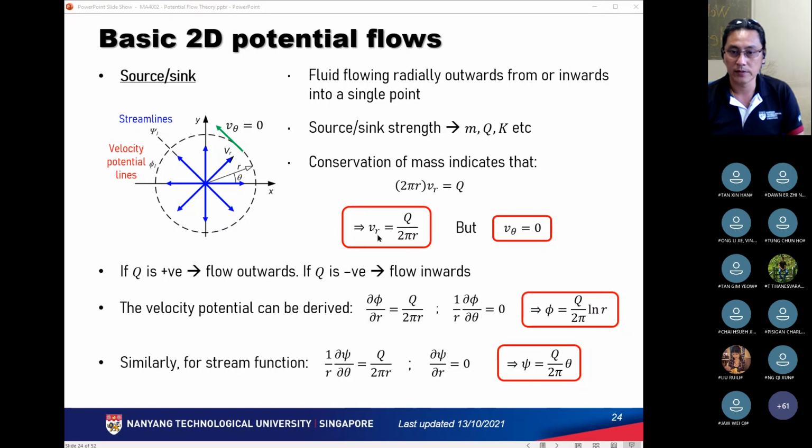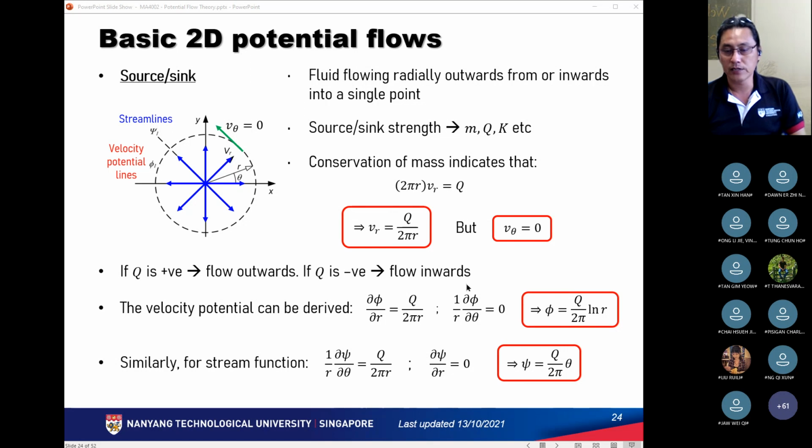So armed with the expressions for V_R and V theta equal to 0, we can associate them with the velocity potential function phi as del phi by del r equals Q divided by 2 pi r, and we know that 1 over r del phi by del theta is equal to 0 because we can relate it to V theta.